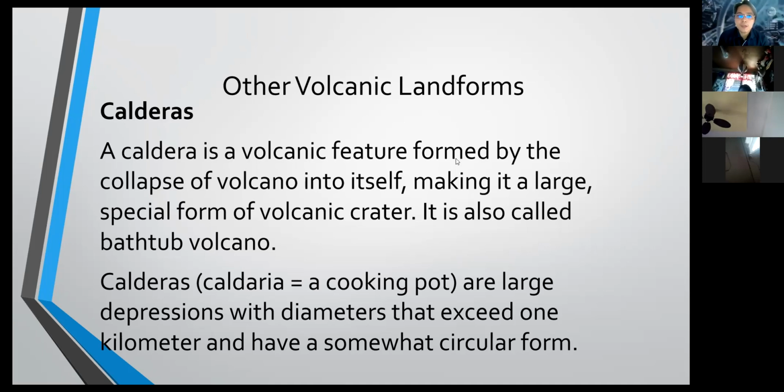Let's move now to calderas. The caldera is a volcanic feature formed by a volcano collapsing into itself, meaning the crater itself collapses, making it large and forming a special form of volcanic crater. It is called the bathtub volcano. It looks like a bathtub, but it is actually huge. Caldera, or caldaria, another term, is actually a cooking pot because it looks like a pot. Calderas are large depressions with diameters exceeding 1 kilometer and a somewhat circular form.